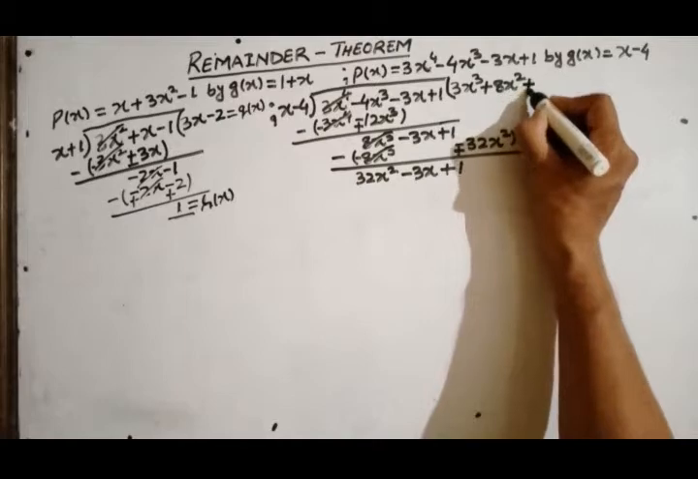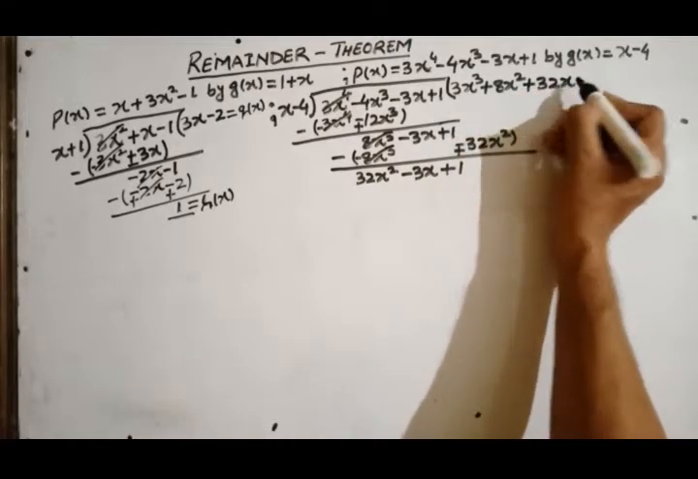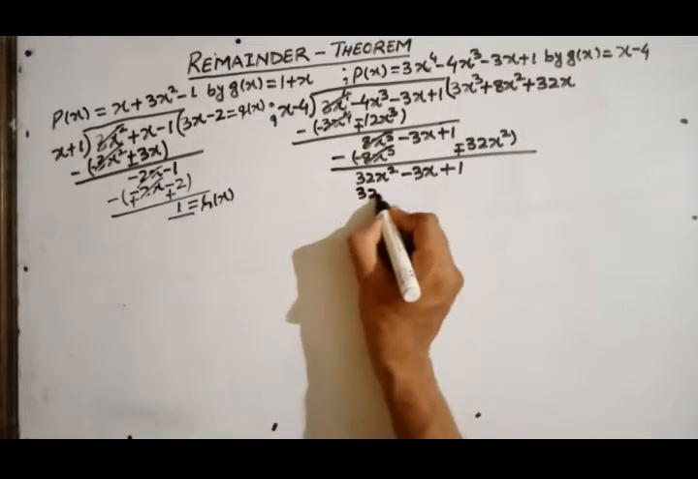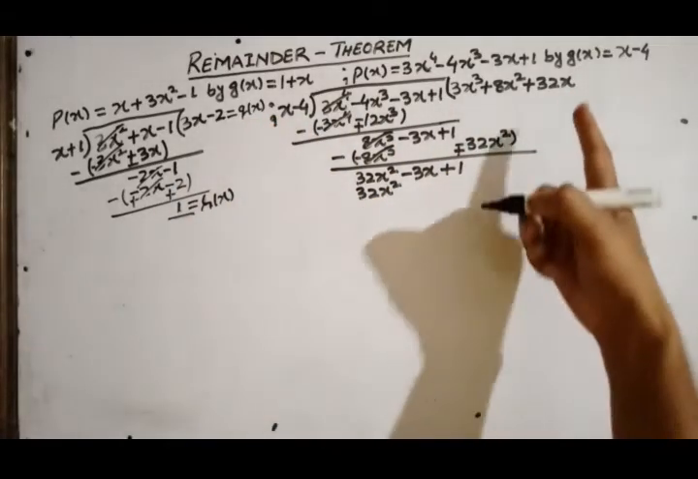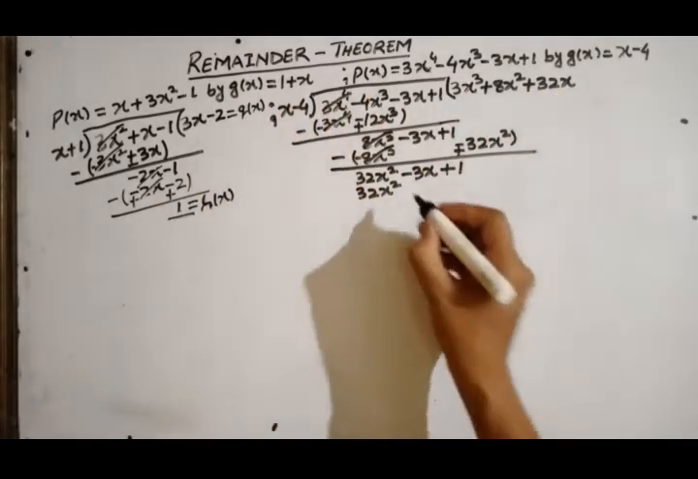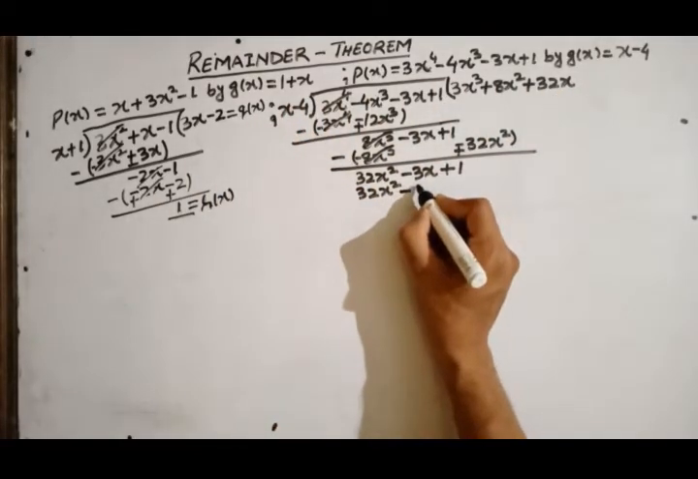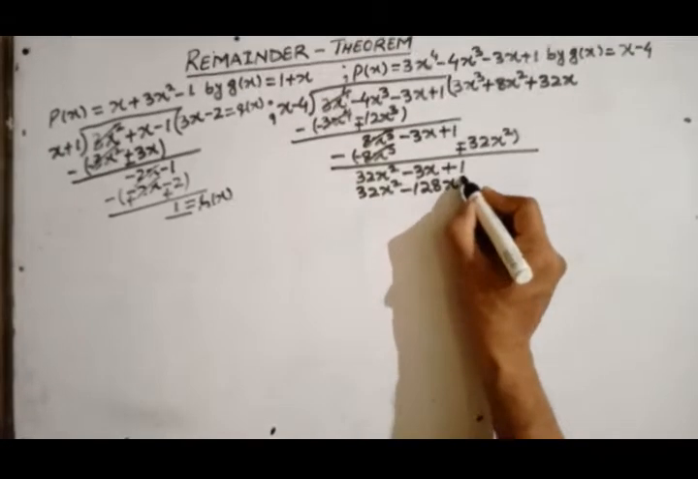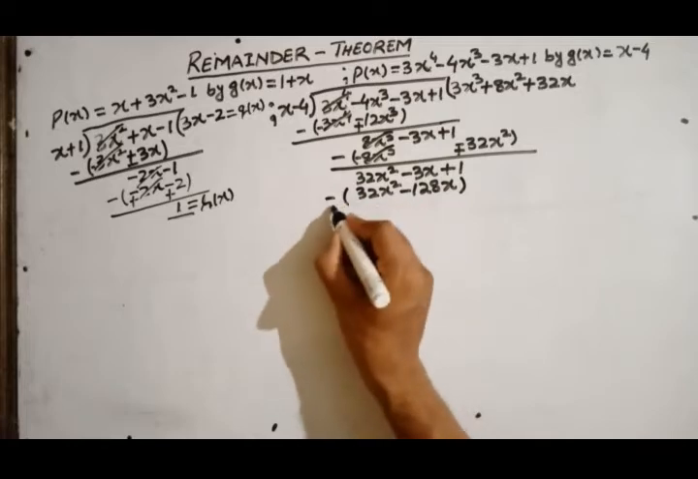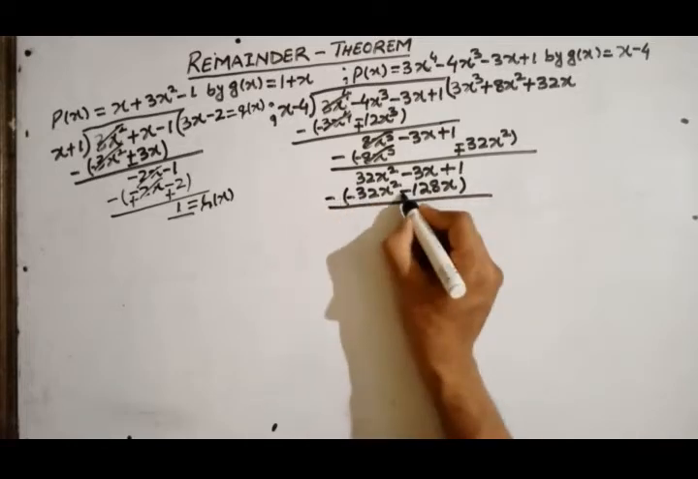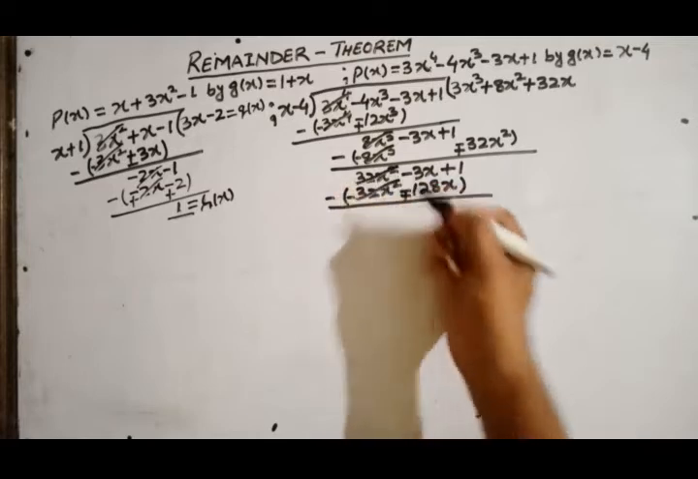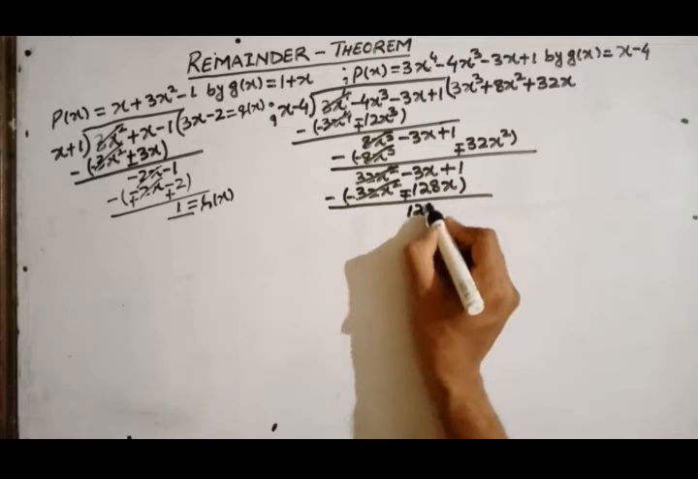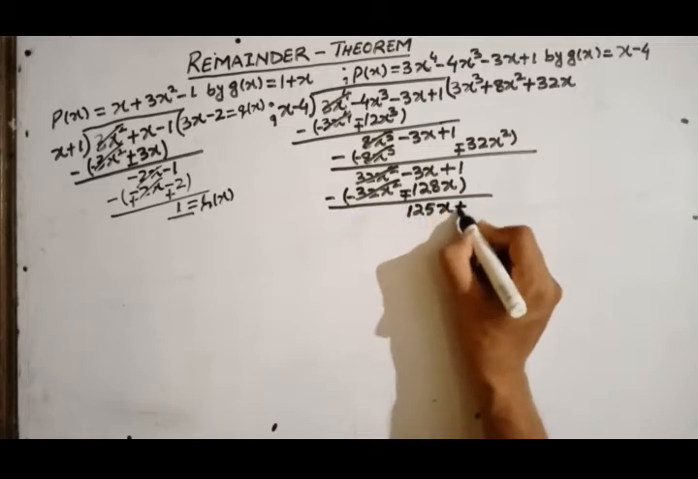To eliminate 32x square, x needs to be multiplied by plus 32x. So in quotient we take plus 32x. 32x into x is 32x square, and plus 32x into minus 4 is minus 128x. On subtraction, this 32x square gets eliminated, remaining 125x plus 1.